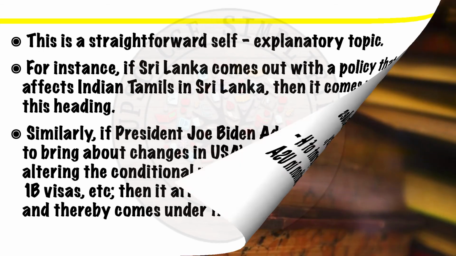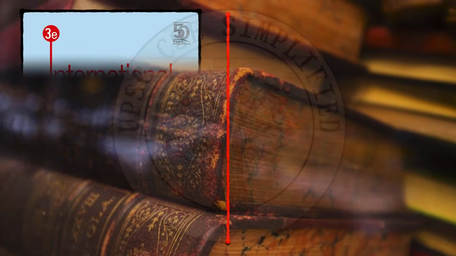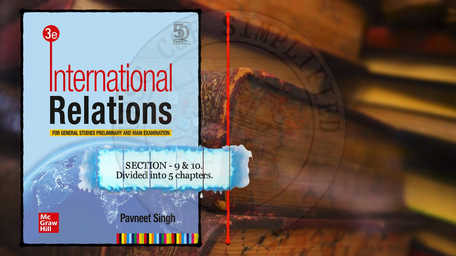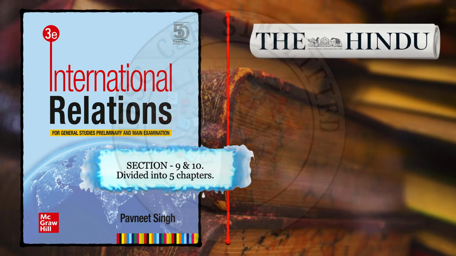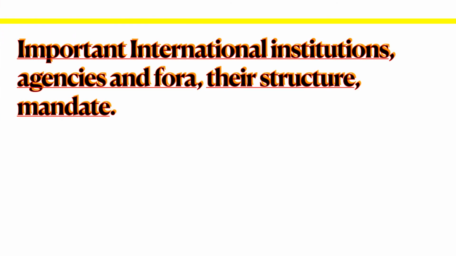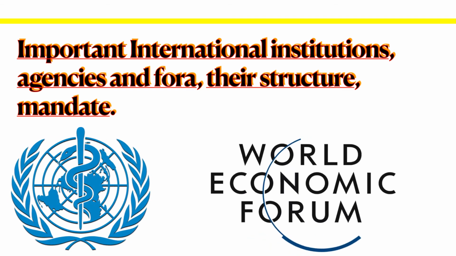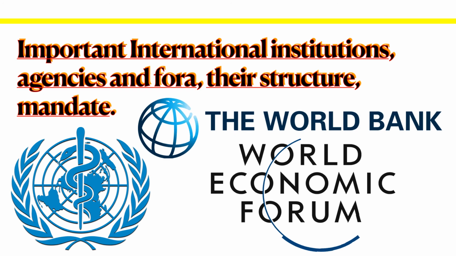The two-dimensional approach again, for the same, the IR book by Pavneet sir, section 9 and 10 divided into 5 chapters covering the topic. Then the current updation by The Hindu and Indian Express E-Explained. Next and the last topic for international relations is important international institutions, agencies and fora, their structure, mandate. For example, the World Health Organization, the World Economic Forum, the World Bank, etc.